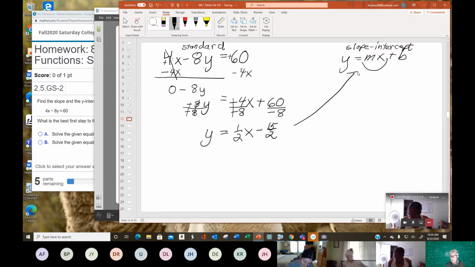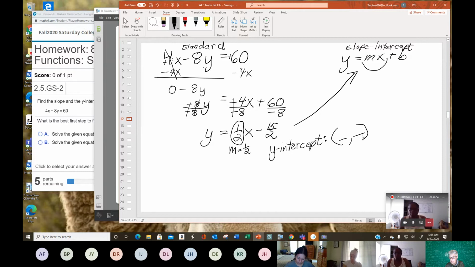Now this is slope-intercept form, where the slope is 1/2 and the y-intercept... now watch this. All points have two numbers, an x-coordinate, comma, and a y-coordinate. A y-intercept is always going to have a 0 in the x position. So the y-intercept is 0, comma, 15 over 2.